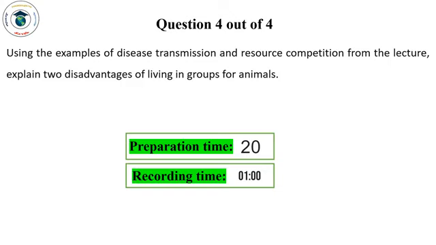Using the examples of disease transmission and resource competition from the lecture, explain two disadvantages of living in groups for animals.